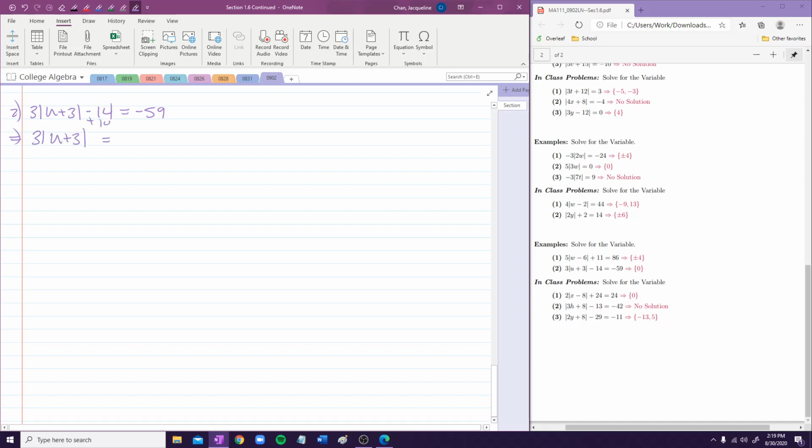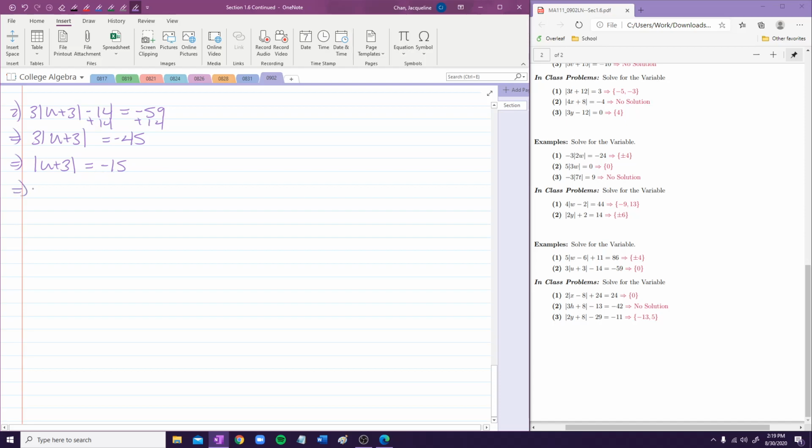If I add 14 to both sides, these are different signs, so this is negative 45. Now I'm going to divide both sides by 3. And when I do that, I get the absolute value of u plus 3 is equal to negative 15. So I'm looking at this: we get an absolute value equal to a negative number. So what does that mean?